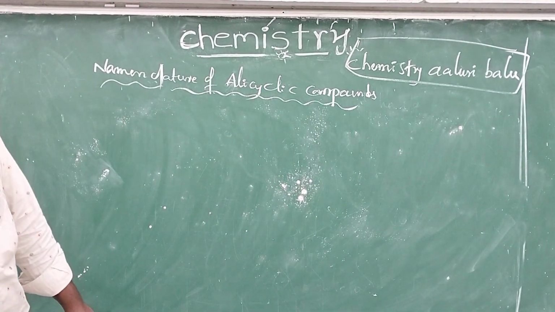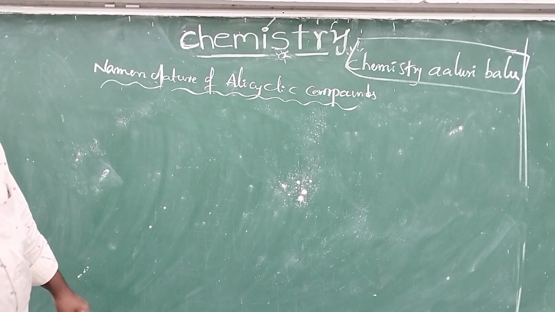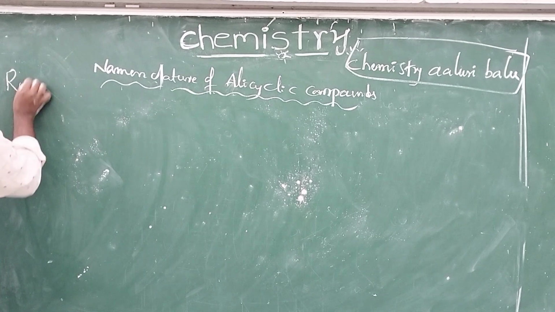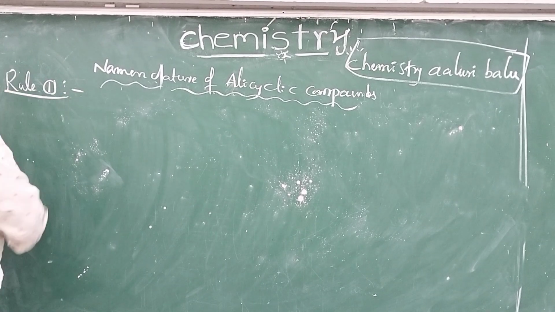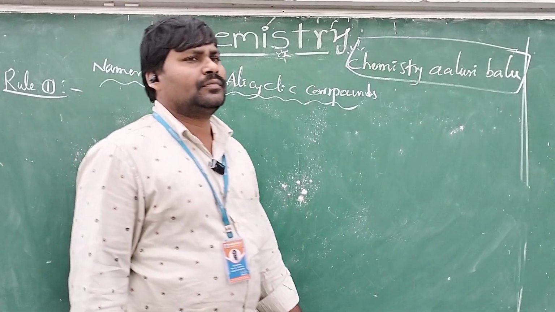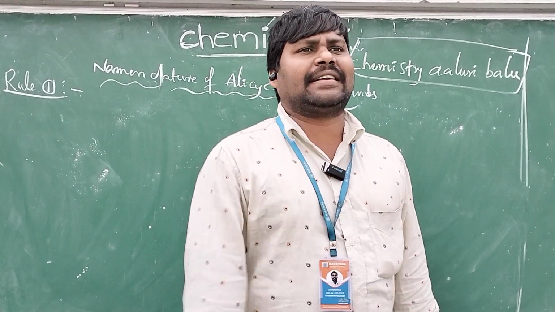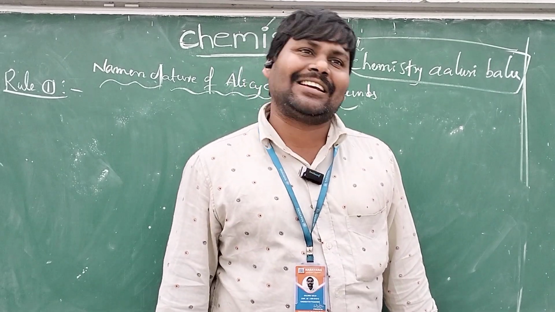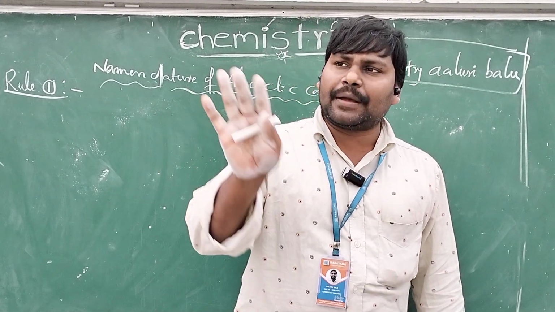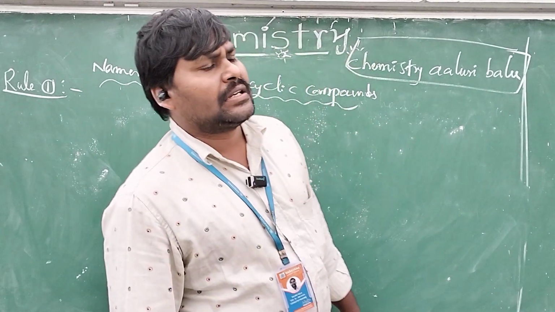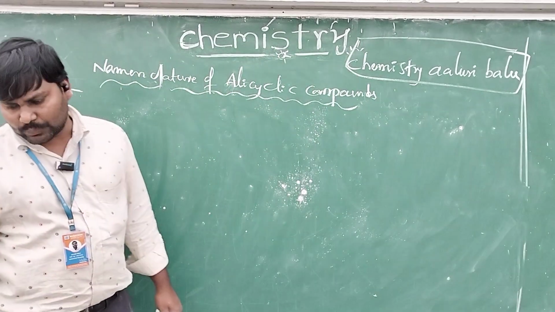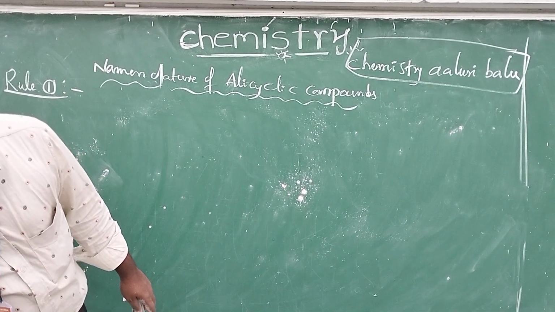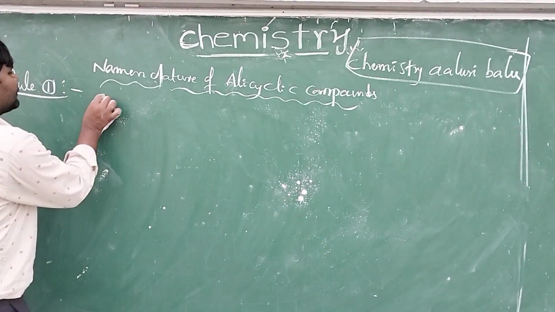The names of the alicyclic compounds are based on the following rules. Rule number one. If the cyclic compound contains a prefix, the primary prefix is cyclo. If the root word takes the primary prefix cyclo, the names of the alicyclic compounds are obtained by adding the primary prefix.